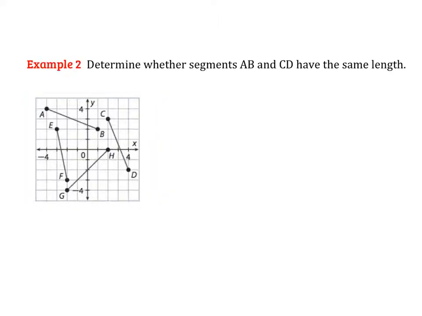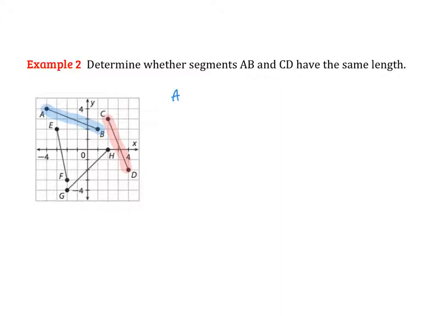Okay, let's try one example together. So we're going to determine whether segments AB, which is right here, and CD, I'll do it in red, have the same length. So essentially we're going to use the distance formula to find the distance of each line segment and see if they are the same. So in order to do this, let's start by finding AB.